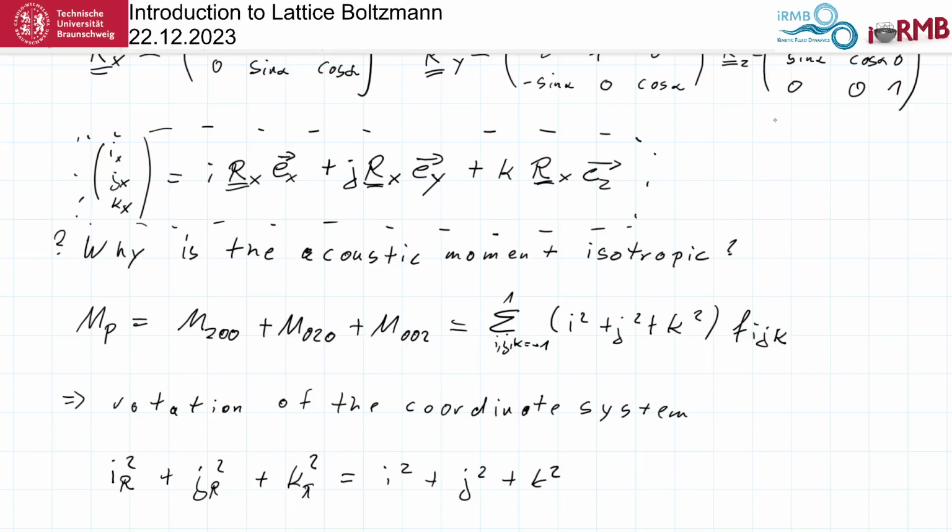And this is what we mean by isotropy. So in whatever orientation we take our coordinate system, we always get the same result for MP. We always get the same moment MP. And this is what we mean: it is invariant under rotation.